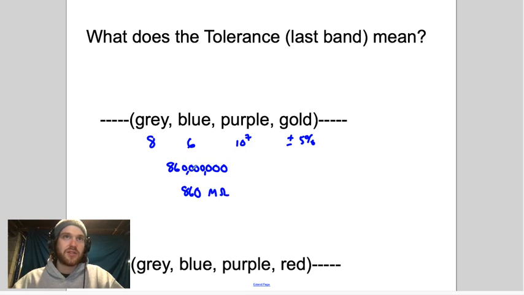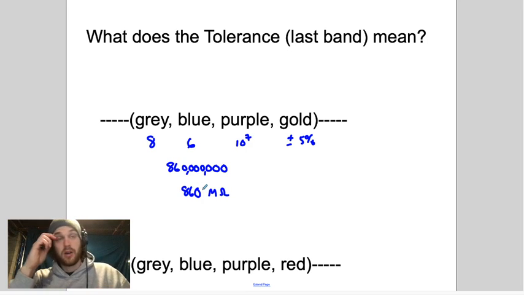I divided by 1,000 twice. Okay, so it's 860,000 kilo ohms, which is 860 mega ohms. All right, now that that's done, what does this tolerance actually mean? So this is kind of the center. It's centered on 860, and it says plus or minus 5%.